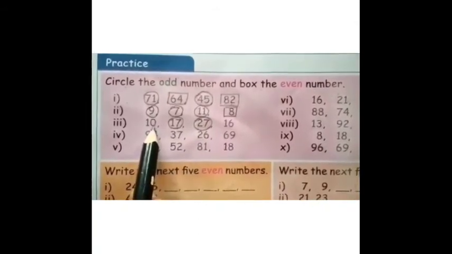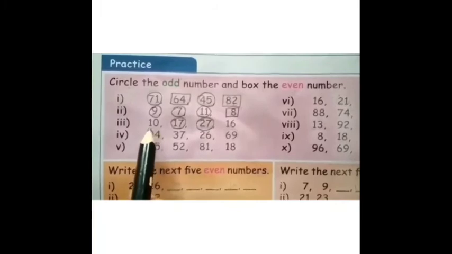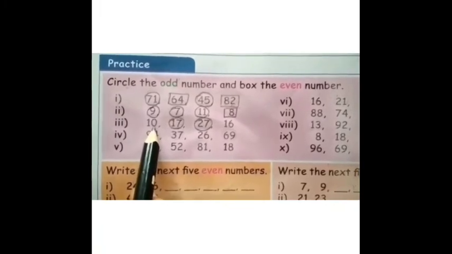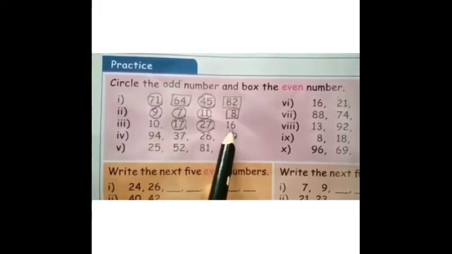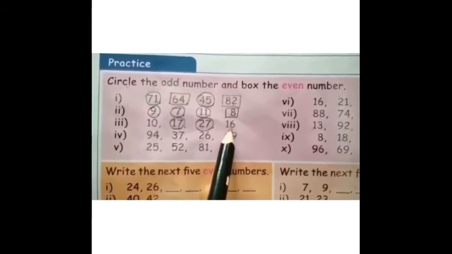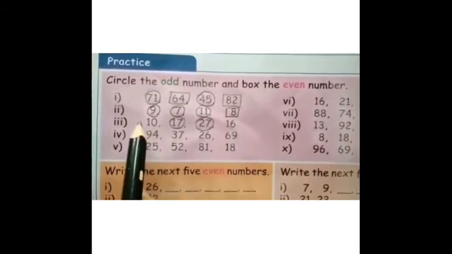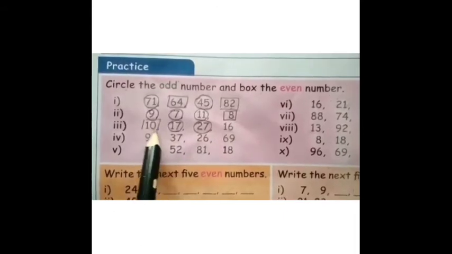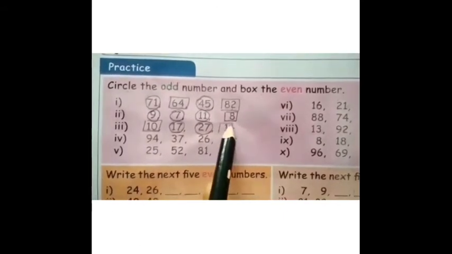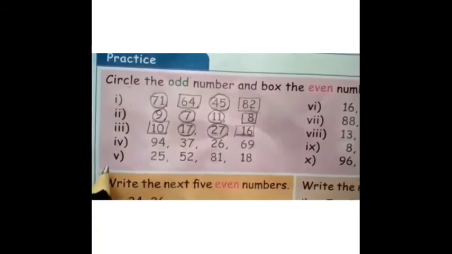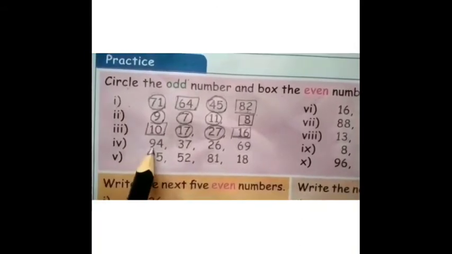0 is an even number. So 10 is an even number. 6 is an even number. So 16 is an even number. So put box for 10 and 16. Let us see the fourth one.